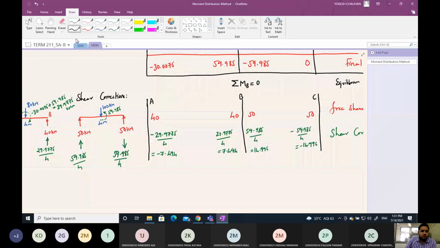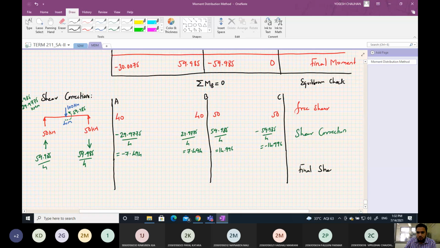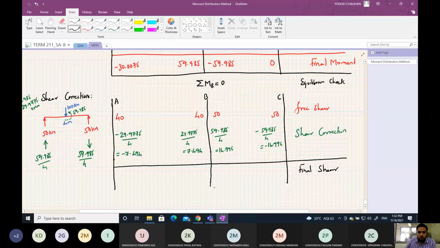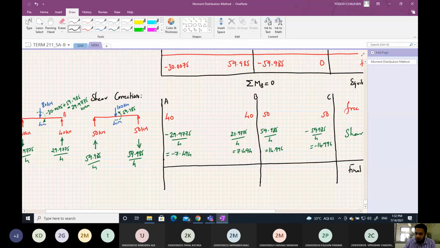Okay, so the corrections for shear are done. So the final shear will be the sum of all these shear forces. Final shear will be equal to the sum of these two. Sum of this or sum of this, it will be the same. 50 minus 14.996, that is 35.004 kilonewton.